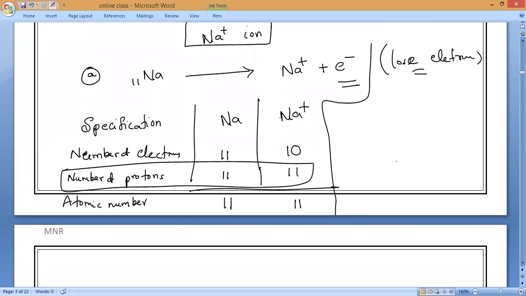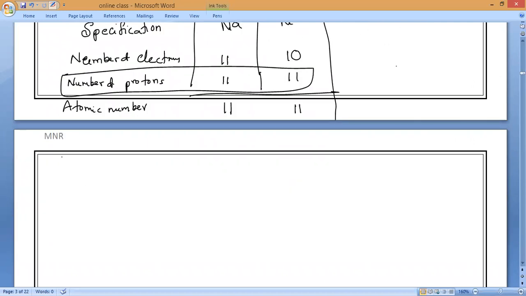Electrons may be lost or electrons may be gained, but the number of protons always remains constant. That is what it is. Now, let us go with one more example. Magnesium. Can you tell me how many electrons magnesium will lose? You know that magnesium will lose 2 electrons, so that it will get 2 units of positive charge.